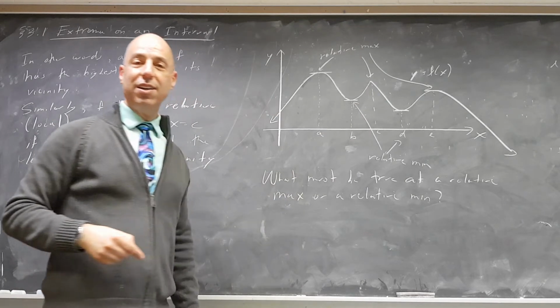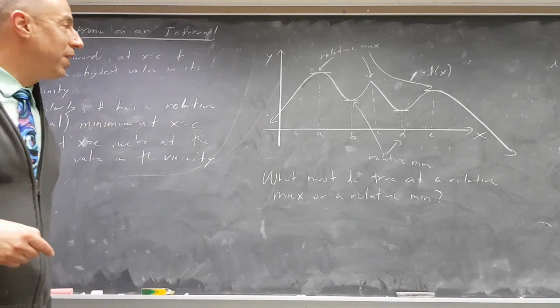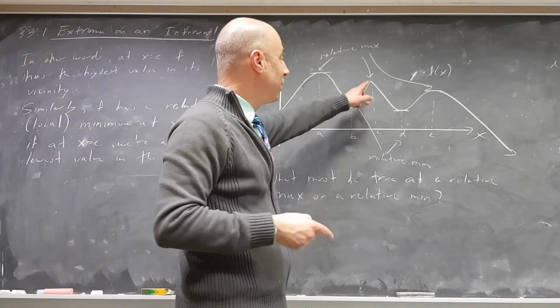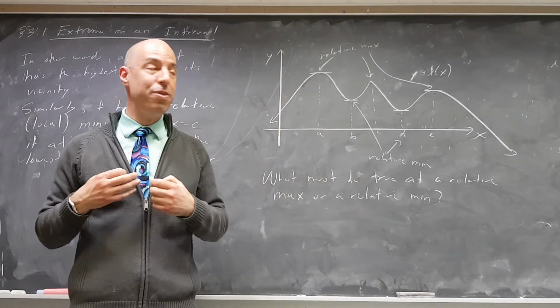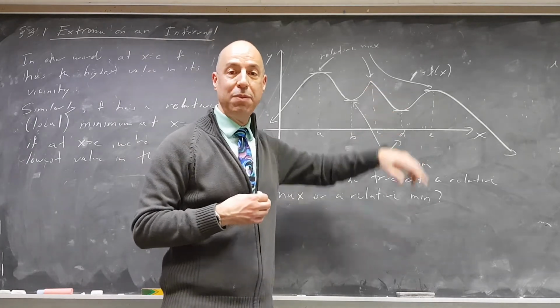At that point, things are a little bit different. We actually don't have a derivative there. Remember, having a derivative means that the curve is smooth there, and the curve is certainly not smooth at that peak.